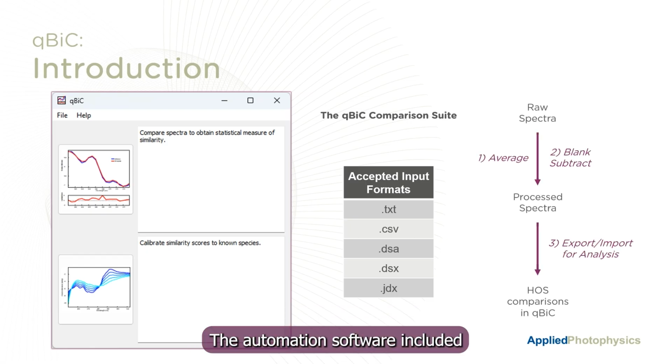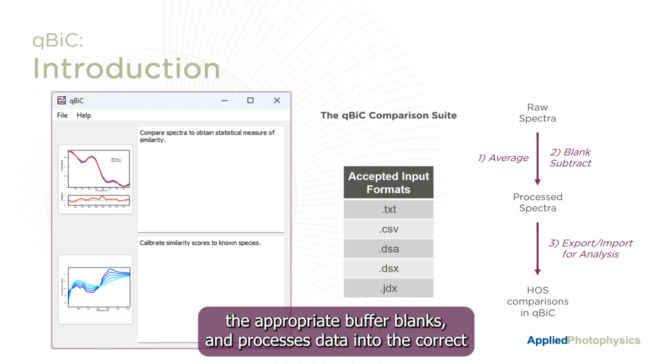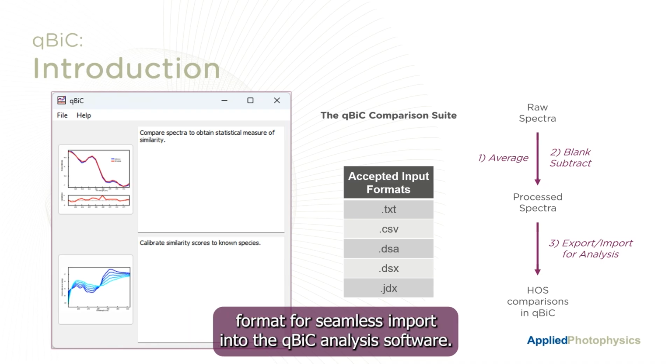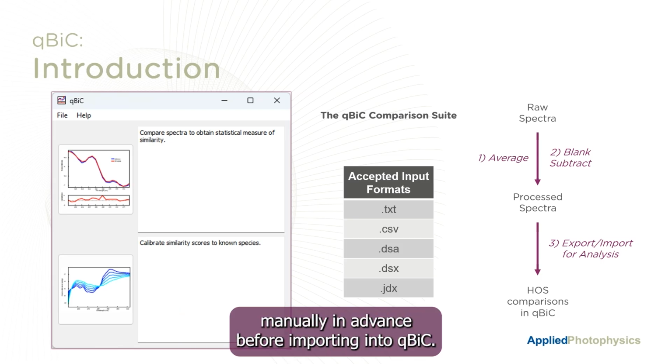The automation software included with our QIRScan Q100 automatically averages repeat scans, subtracts the appropriate buffer blanks, and processes data into the correct format for seamless import into the qBiC analysis software. However, when using a manual system, this data processing must be performed manually in advance before importing into qBiC.